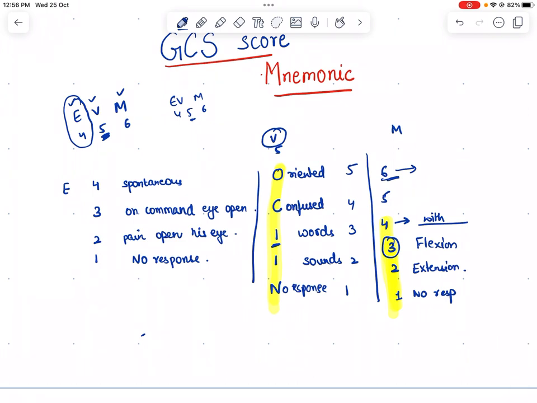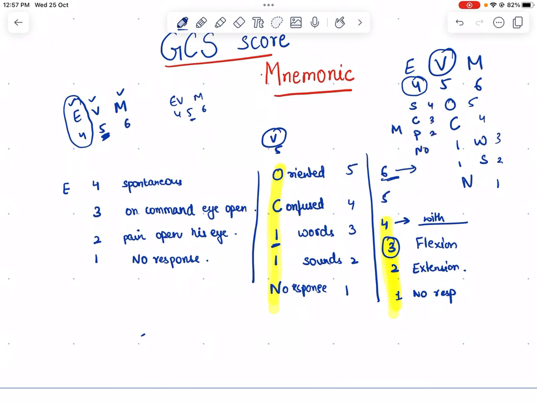Okay, so only these few points we have to remember, and in the last let's again revise this mnemonic for the GCS score. First of all just write EVM, 4 point, 5 point and 6 point. Okay, so for verbal I already gave you the mnemonic OCIIN, means oriented, confused, inappropriate words, incomprehensible sounds and no response. So then just decrease the points, 5, 4, 3, 2, 1. Okay, for eye movements, first spontaneously opening, then eyes open on command, then on pain and then no opening. So spontaneously, on command, on pain and no response. So 4, 3, 2, 1.